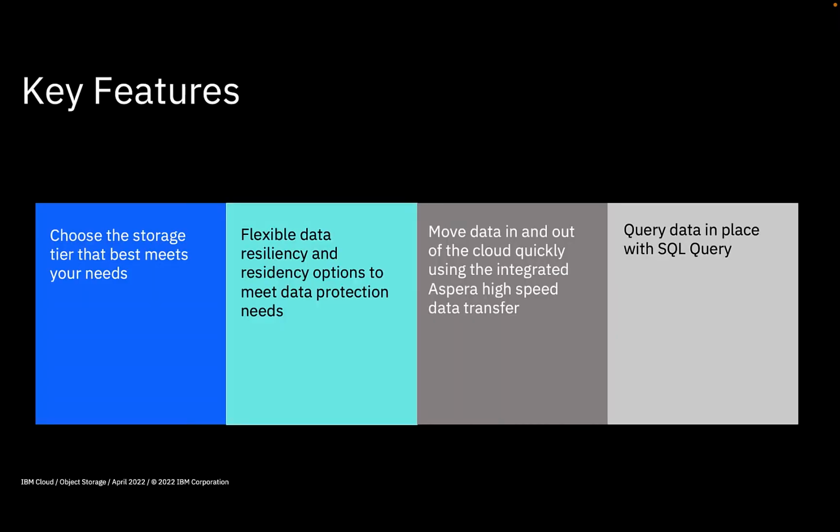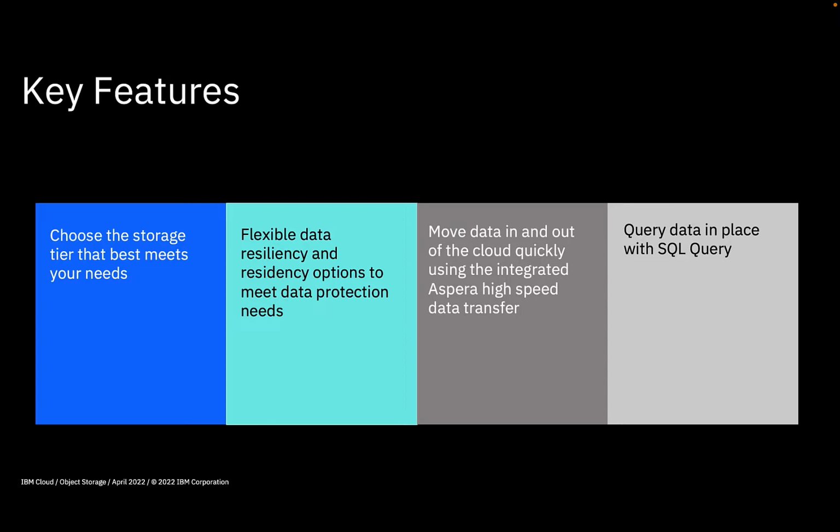So that said, these are the key features of cloud object storage. First of all, buckets can be created within a specific storage tier, and we'll look at those in a moment. And you can then use a tier that best suits the needs of the data, and different tiers have different costs. Buckets can also have different resilience types, which can also offer residency as well, and this helps you meet requirements around data protection in terms of availability and where your data is actually stored as well.